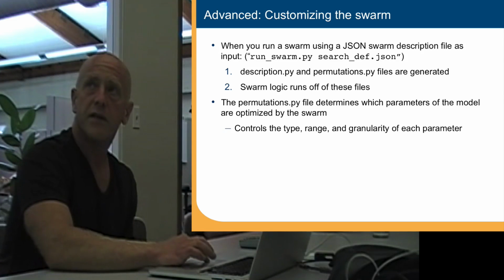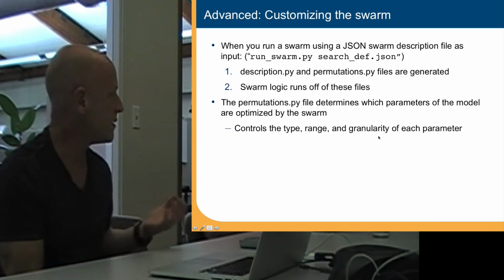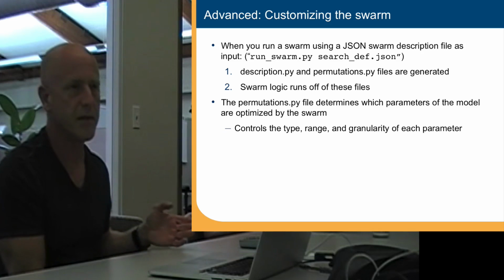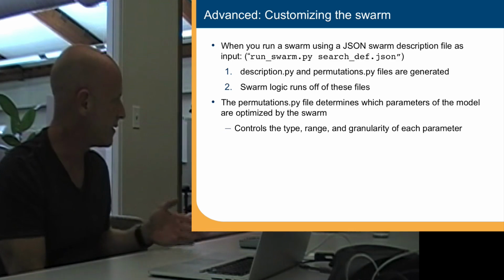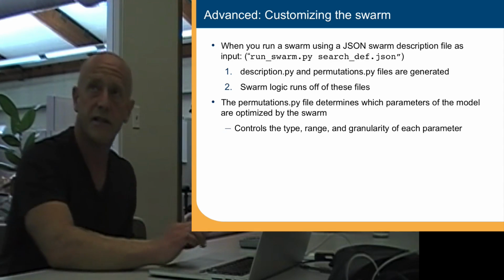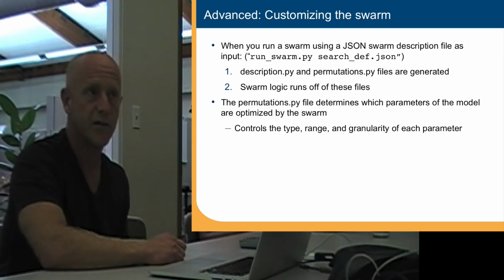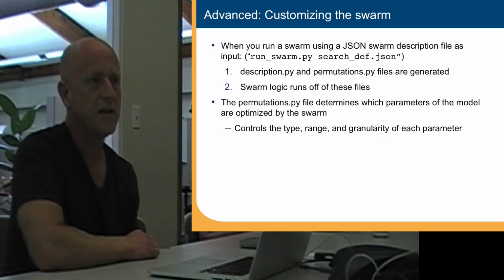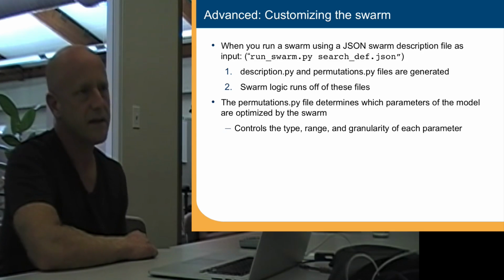The reason you might want to do this is that there might be different parameters that you want to swarm over. There might be some that you want to hard code. There may be some that you want to change the range that they can be. And all this is available by editing the permutations.py. So if you're familiar with your data, this could be really useful. Yes.